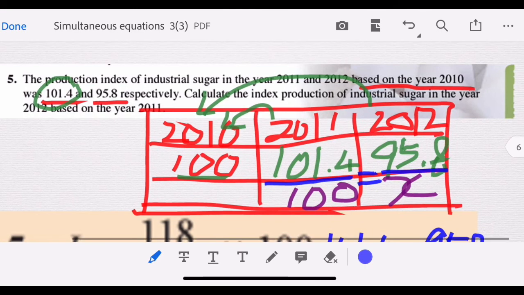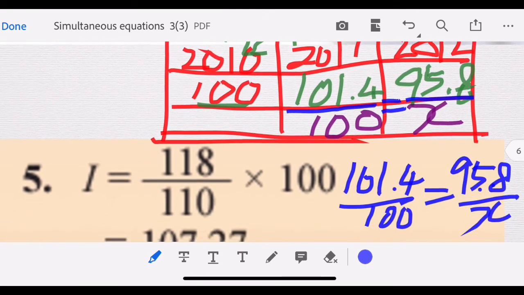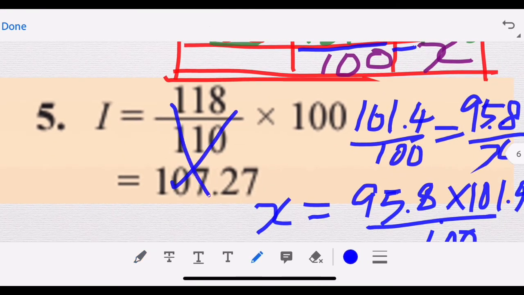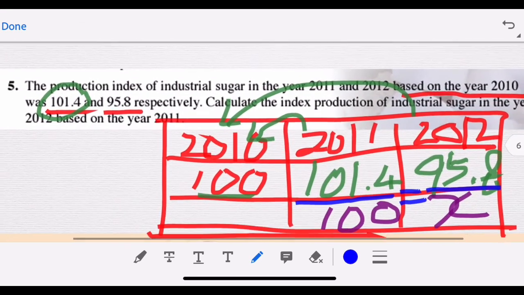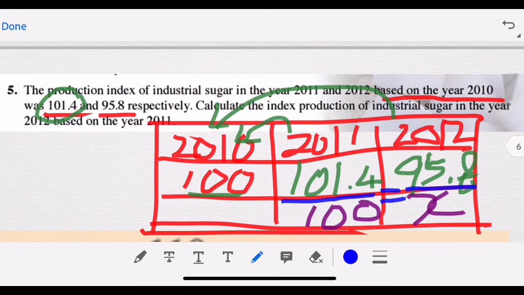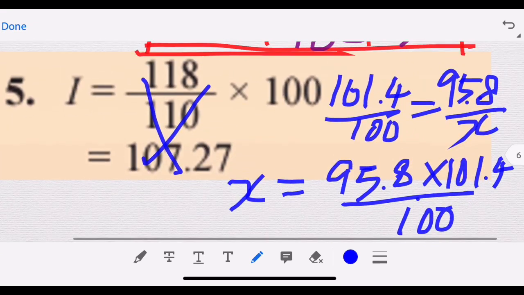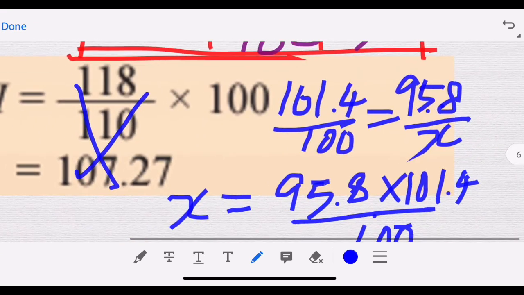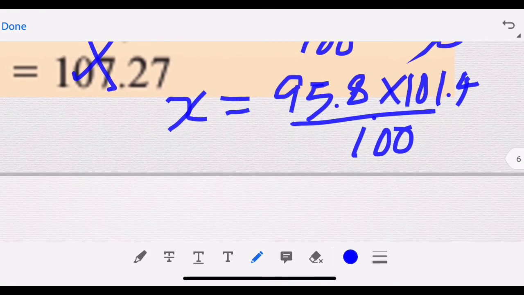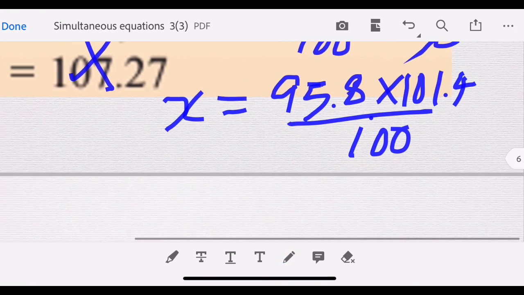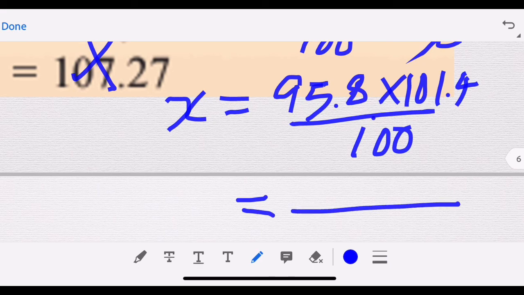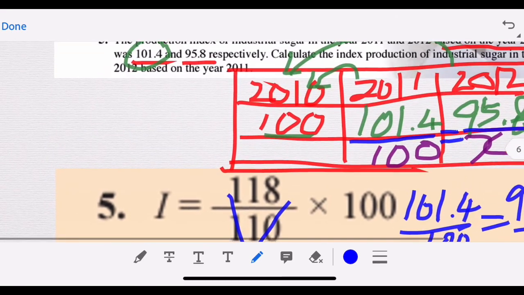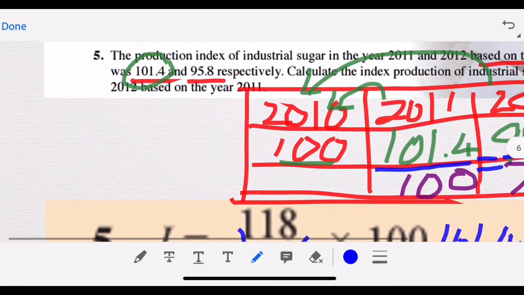Okay, I think the answer given was wrong here. This was not the right answer. Okay, because we don't see there is a 118, right? We don't see there is a 110. So this should be the answer. So you plug into the calculator, you will get the answer. So can you write the answer for this one in my comment column after you do 95.8 times 100 over 101.4. If you use the Lip's method, the Lip's method is actually the same.